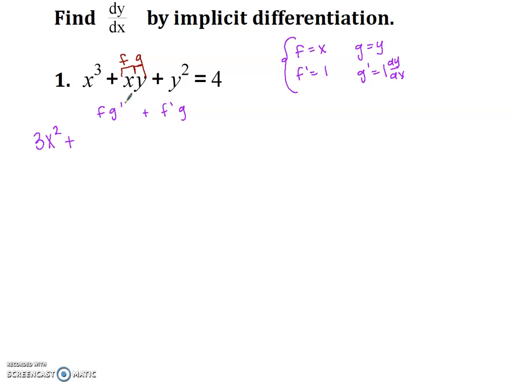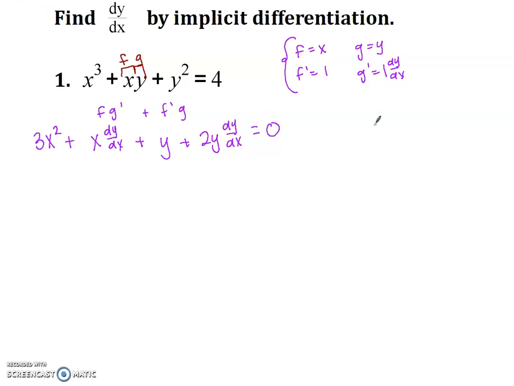Okay, so my first part is f times g prime, so that's x times 1, so that would just be 1x, and then I've got to keep the dy dx, I just always put it at the end. So this part was my f g prime. Then plus, now I have to do f prime times g, so that's 1 times y, so that'll just be a y. Okay, so that's this part right here. Now I have the derivative of y squared. Well, that's just regular power rule, so that'll be 2y dy dx equals the derivative of 4, which is going to be 0.